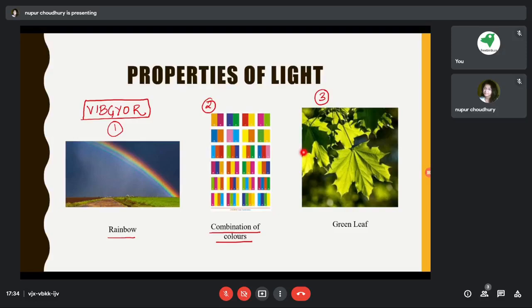Why do you look the way you look now? Why do you have different colors in your body, different colors in different objects, and different colors in different things which are around you? So all these properties we will be discussing in detail. Moving on to the next slide.